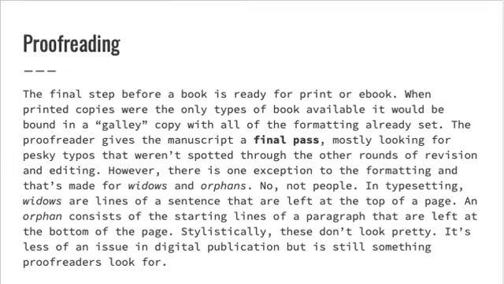However, there is one exception to the formatting, and that's made for widows and orphans. No, not people. In typesetting, widows are lines of a sentence that are left at the top of a page. An orphan consists of the starting lines of a paragraph that are left at the bottom of a page. Stylistically, these don't look pretty. It's less of an issue in digital publication, but is still something proofreaders often look for.